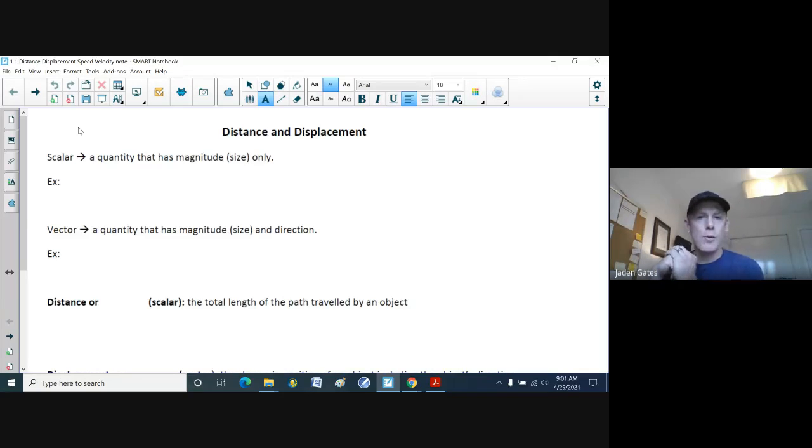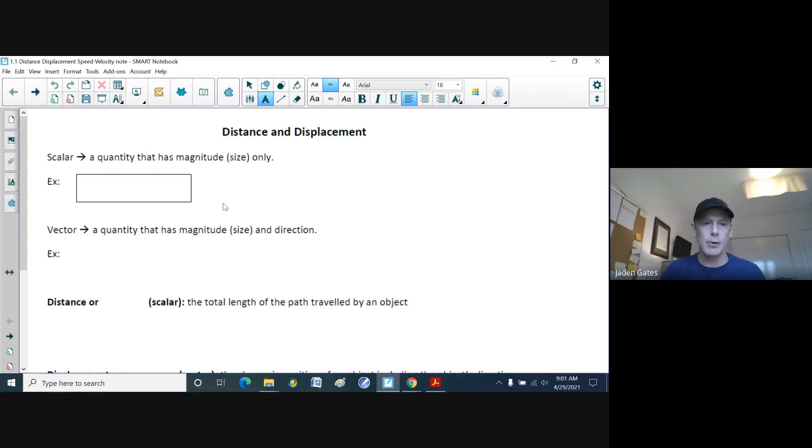All right, so we're starting off our physics with distance and displacement. Before we get to distance and displacement, we're going to talk about a couple of science terms, more than physics terms, but science terms. The first one is something called a scalar. A scalar is a quantity that has magnitude, which is size only.